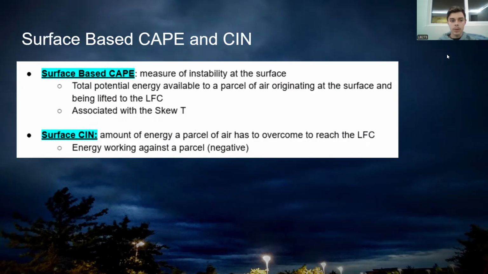So now let's talk about surface-based CAPE and CIN. Surface-based CAPE is what we usually associate with the skew-T. It's a measure of instability at the surface, the total potential energy available to a parcel originating at the surface being lifted to the LFC. Surface-based CIN is the amount of energy that a parcel has to overcome to reach the LFC, and it's energy that's working against the parcel, which is why it's negative.